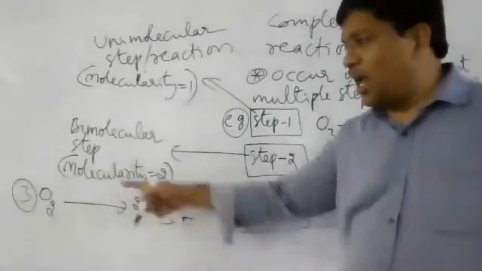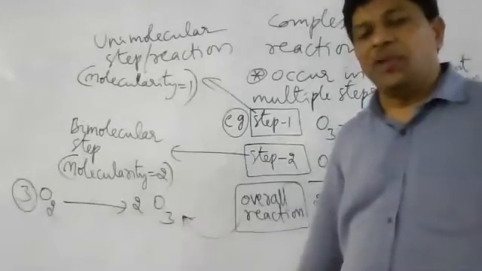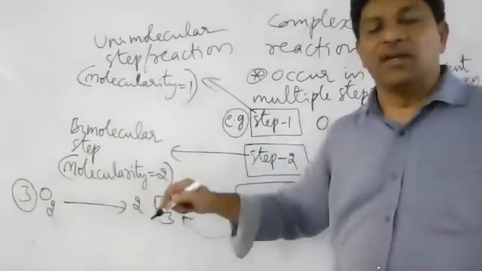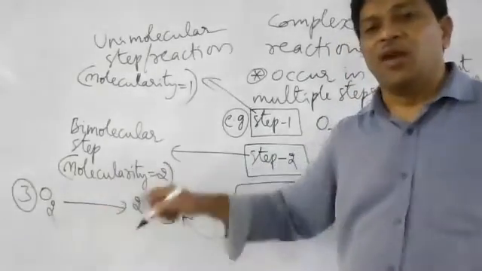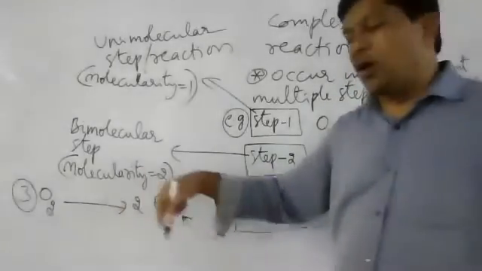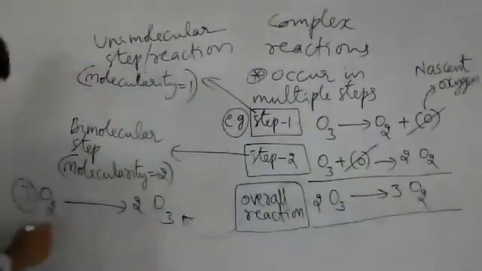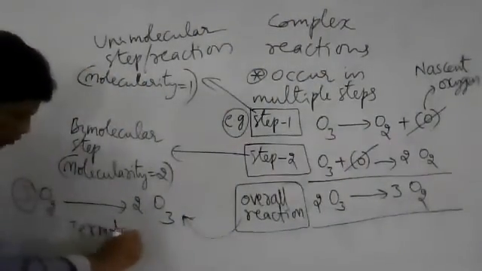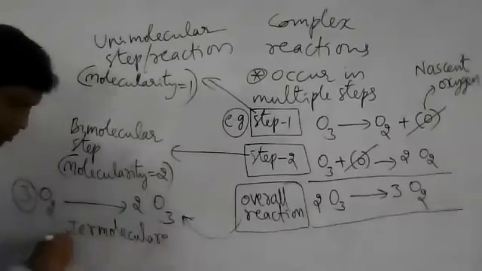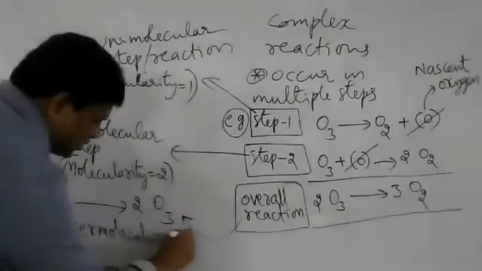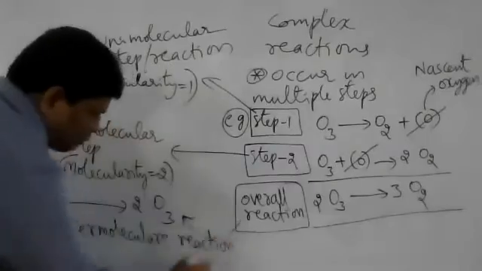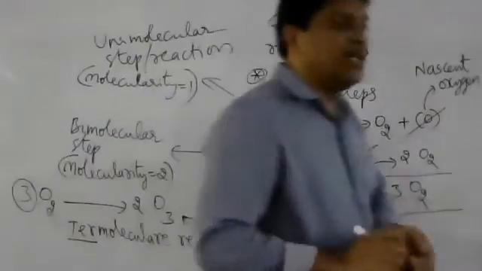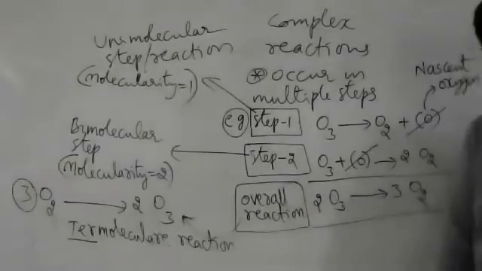Now in this case, how many reacting species are there? 3. 3O2 is there, O2 plus O2 plus O2. That's why the molecularity here is 3. Molecularity 3 indicates a termolecular reaction. That means the molecularity is 3.